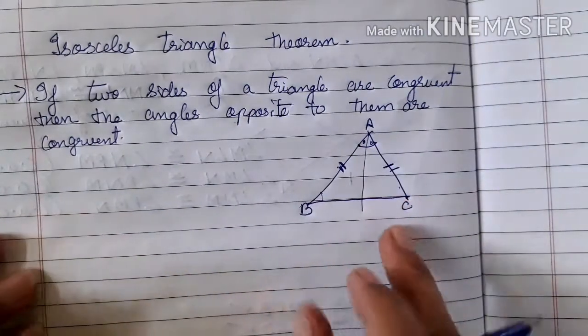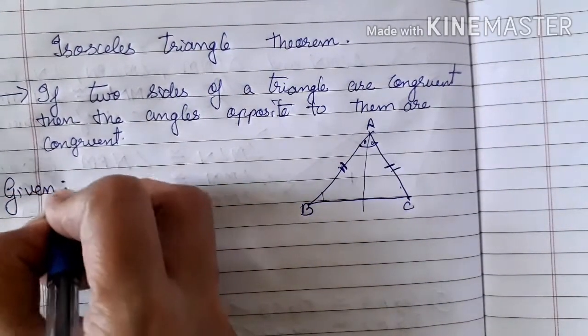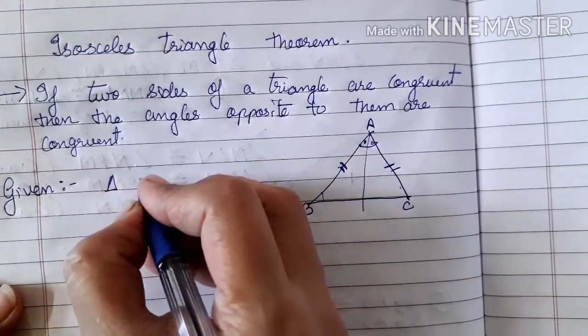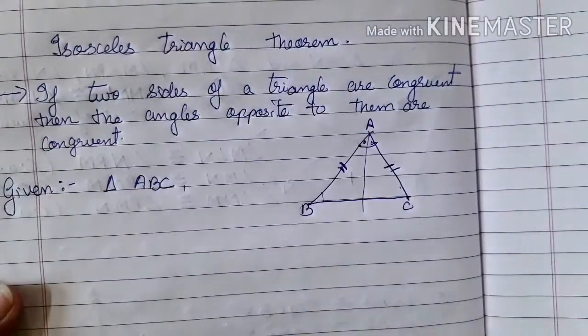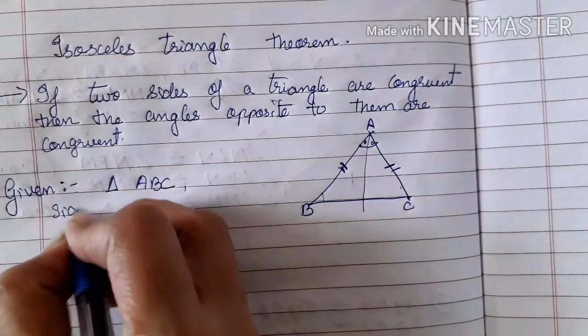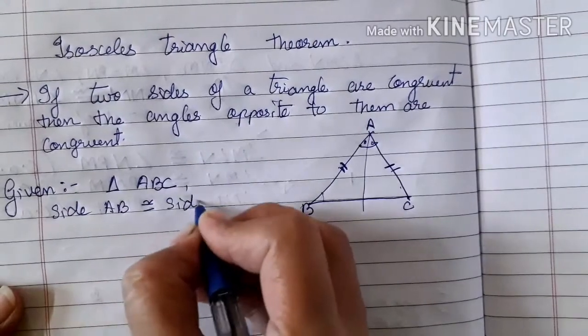Okay, so let's start. What has been given? First we have to write the given: triangle ABC. Okay, this is the triangle given. From this triangle, what has been given? AB is congruent to side AC.